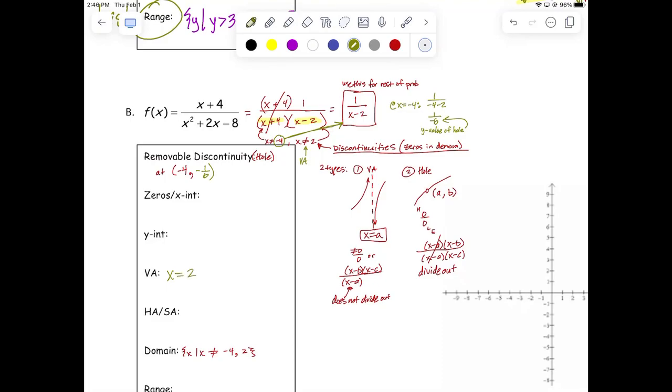If it divides out, the root is a hole, find the y value. If it doesn't divide out, then the value that causes a 0 is a VA, call it x equals that value, okay? That takes care of the VA, that takes care of the hole. Now, since we're talking about asymptotes, we might as well look at the other type of asymptote.